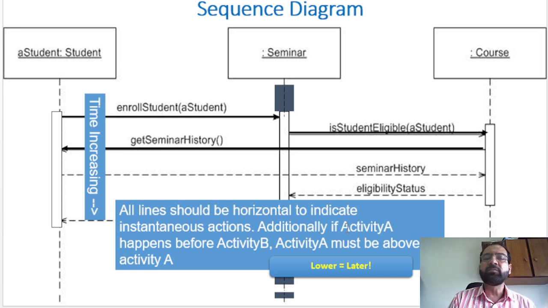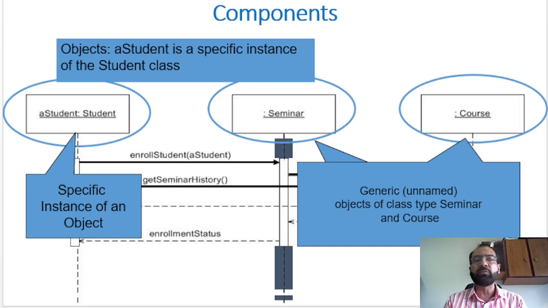All lines should be horizontal to indicate instantaneous actions. Additionally, if activity A happens before an activity B, then activity A must be placed above activity B. So if this happens first, you can see there is a difference between this communication and this communication, a little gap which shows that this information has been received at this object seminar, and then this communication is being sent to the course. This is something which we need to understand. So this is the concept of communication within the sequence model.